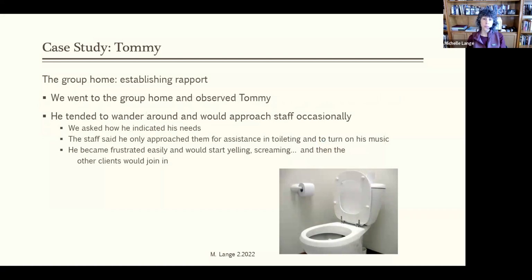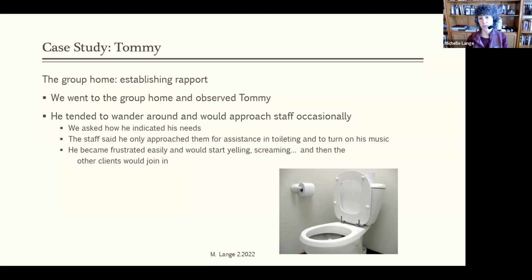So we went out to the group home, and our main goal was establishing some rapport. So we observed Tommy initially. That's all I did. And that's hard for me because it felt like I was doing nothing whatsoever. He would wander around the group home and he would occasionally approach staff. So we asked the staff, how does he indicate his needs, that he needs something? They said that he only approached them if he needed assistance in toileting or to turn on his music. They didn't think he approached them for anything else.